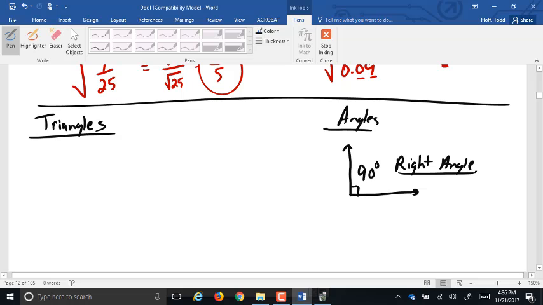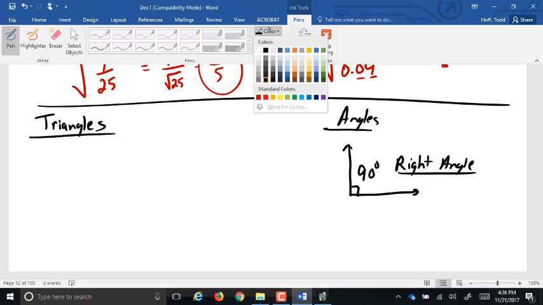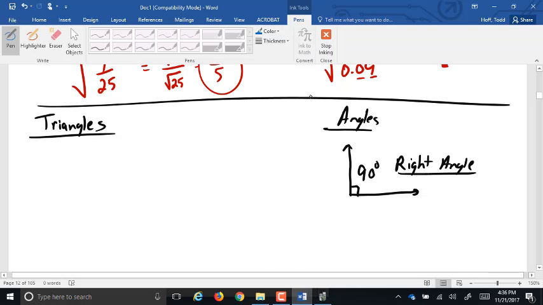And that terminology actually comes from what you would think, right as in correct. It is the correct angle. In construction, if you're building a house, that is the correct angle for the wall to make with the floor. It is the correct angle for the walls to make with each other at the corner. It is the right angle at 90 degrees.